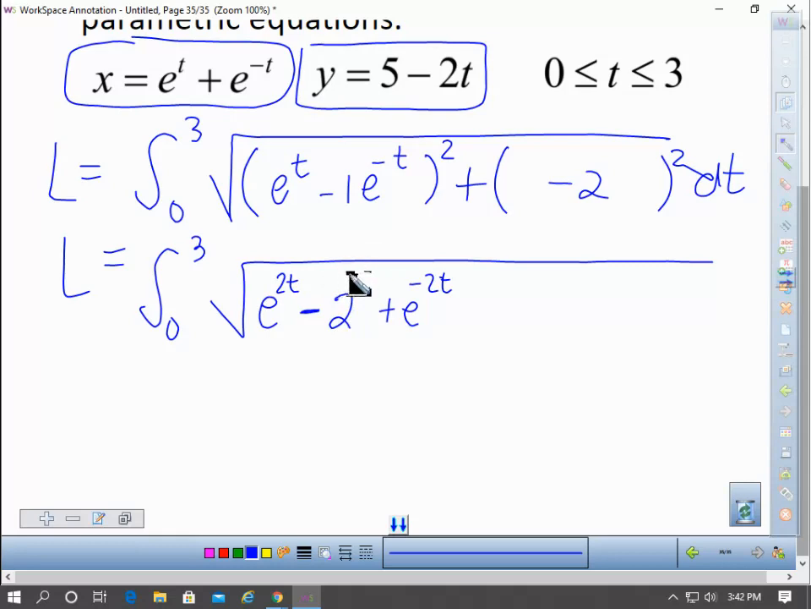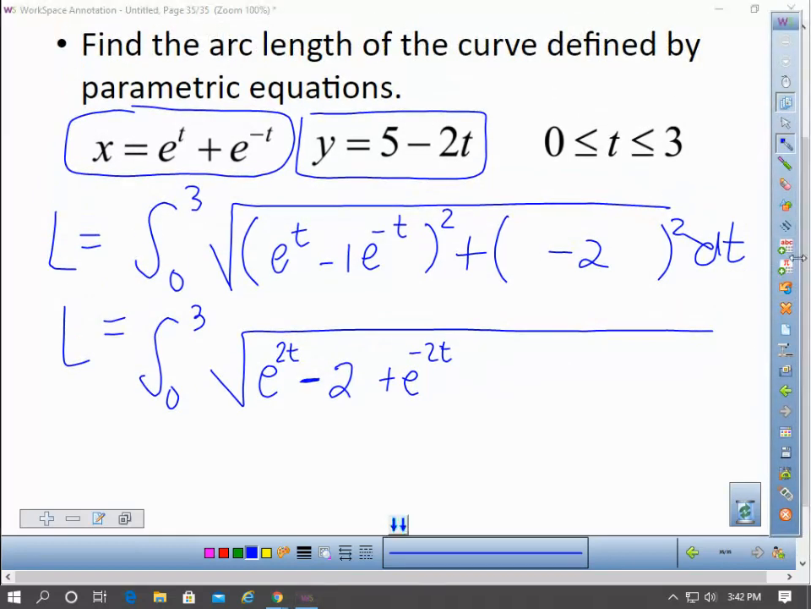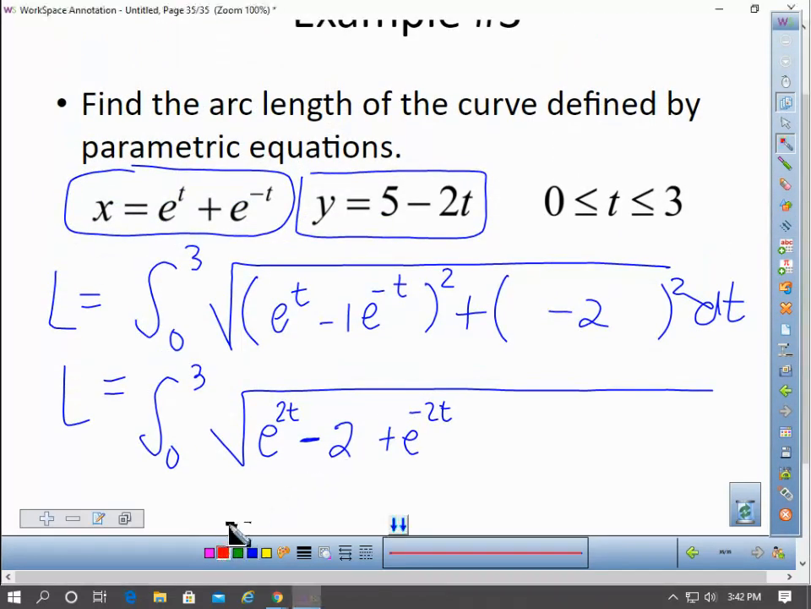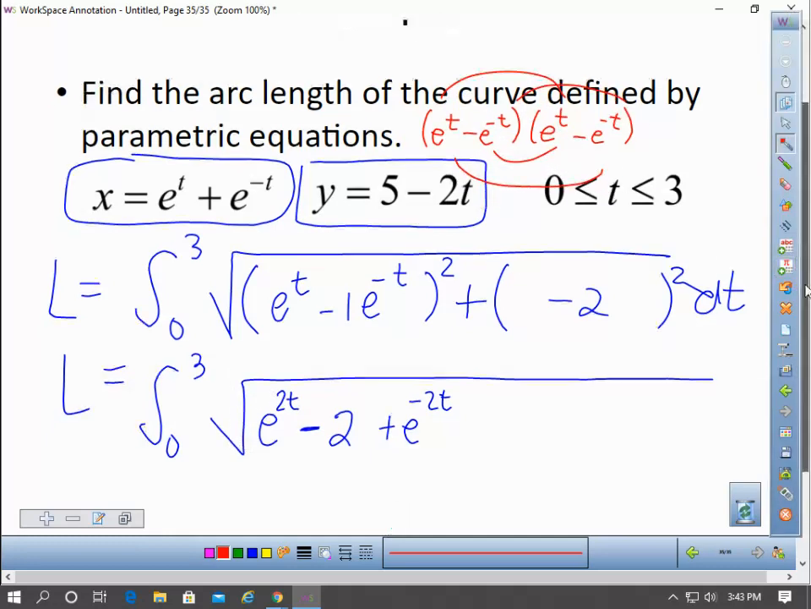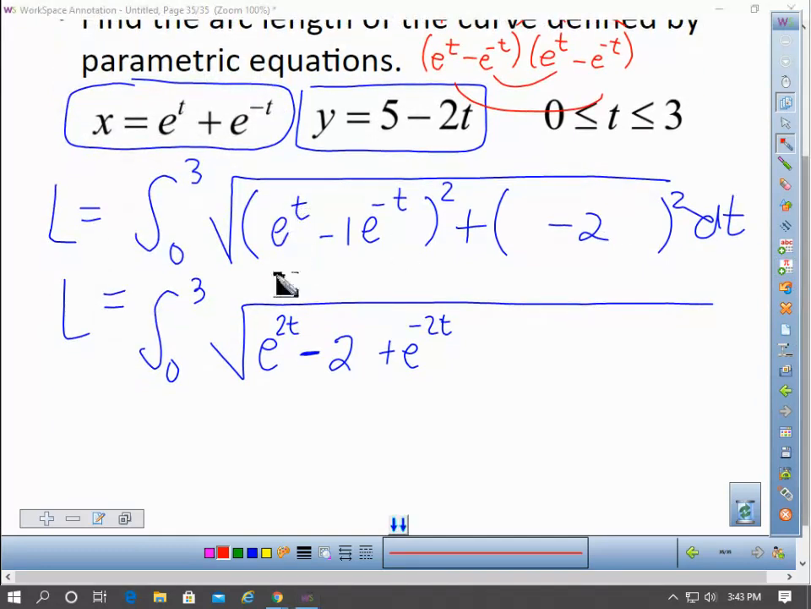Now, if you're not sure about that, here's what I would do as my suggestion. All right. If you're asked to square a binomial like this, then that means you should really write it out. E to the t minus e to the -t times e to the t minus e to the -t. You should really write it out twice when you square a binomial, and then do first, outer, inner, last, and actually multiply it out if you're unsure. All right. But the short way to do it is to square the first term, square the last term, and then multiply them together, and then double the answer.